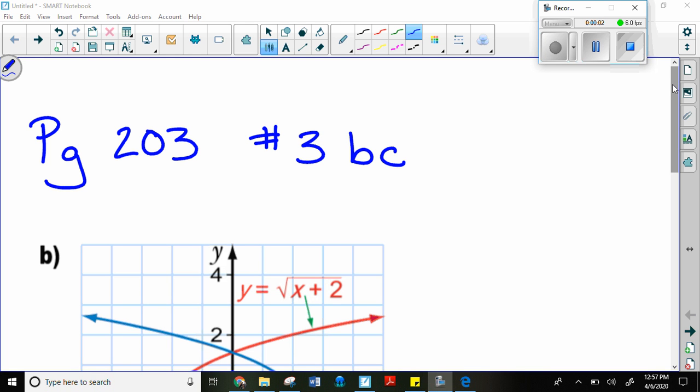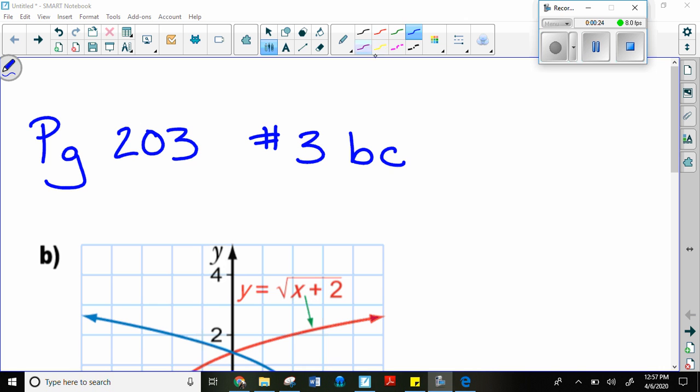Okay, let's try this question. Number 3. The blue graph is a reflection of the red graph in the y-axis. The equation of the red graph is given. Write the equation of the blue graph.